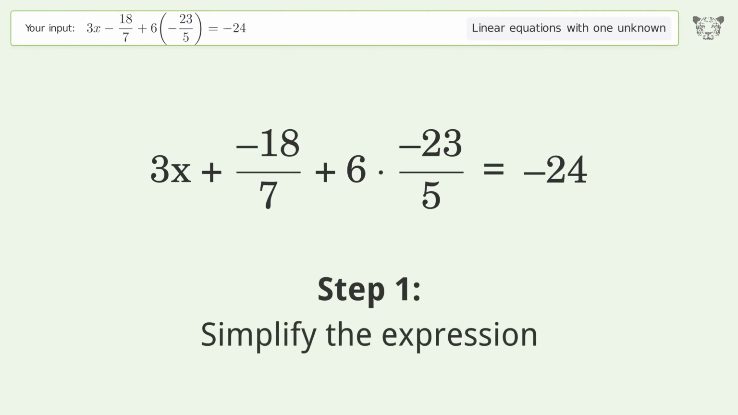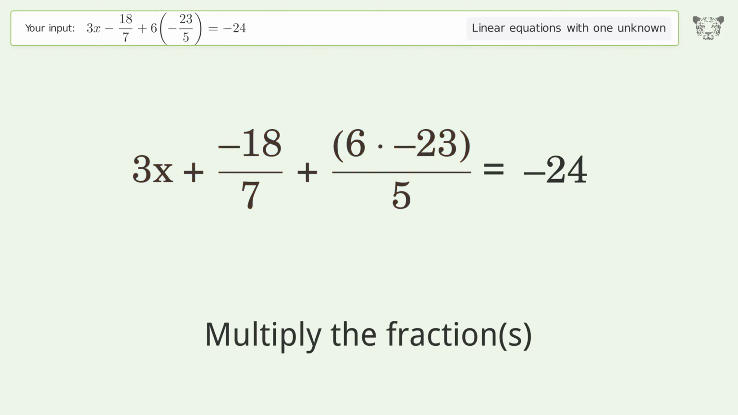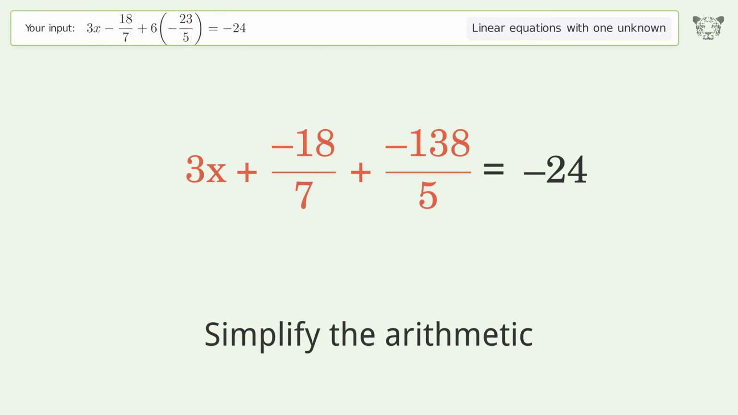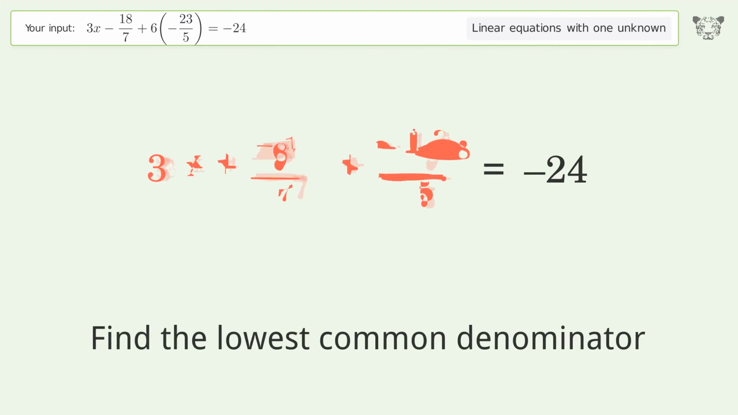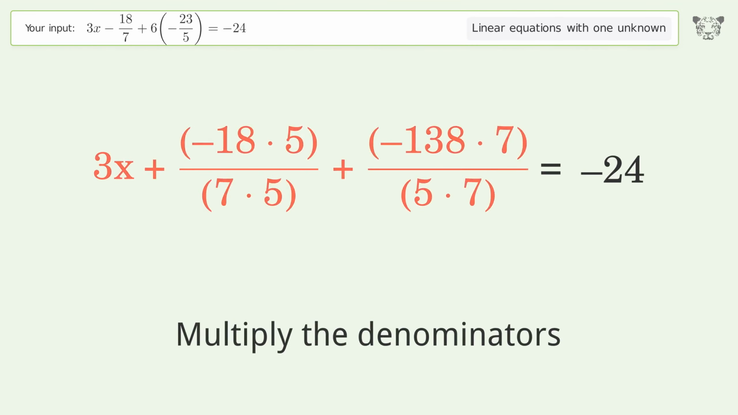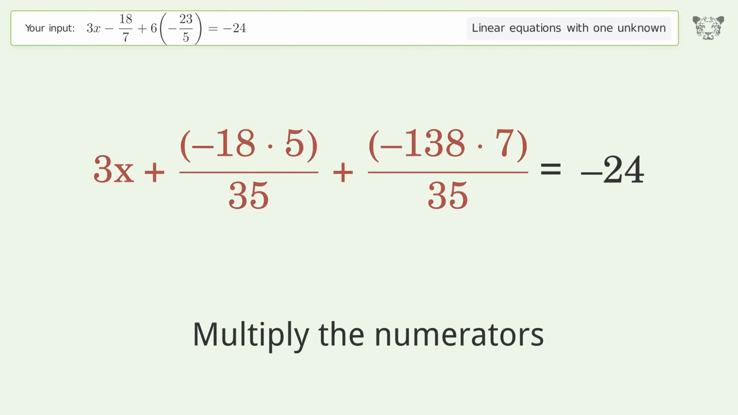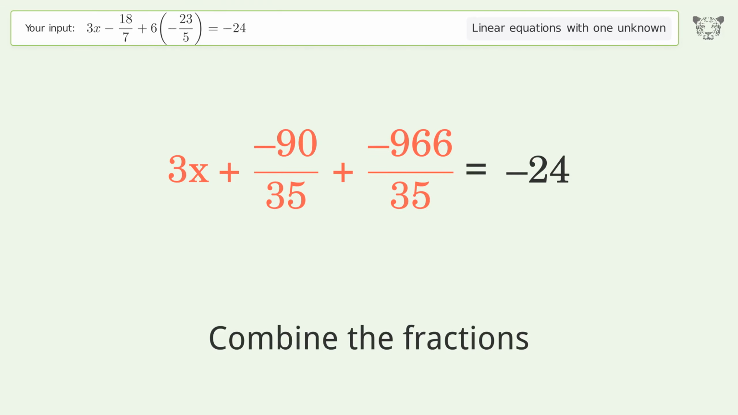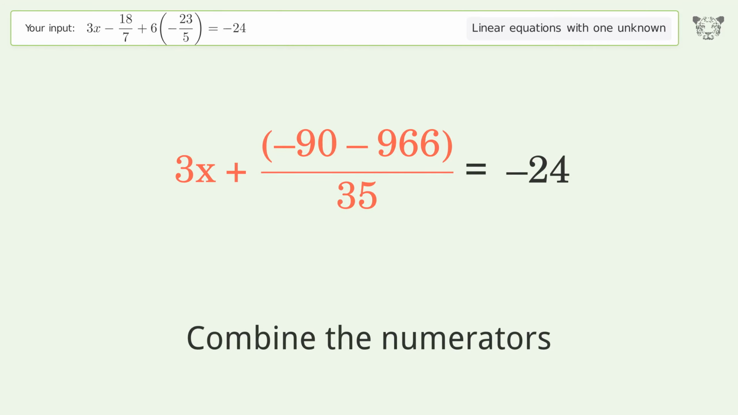Simplify the expression. Multiply the fractions. Simplify the arithmetic. Find the lowest common denominator. Multiply the denominators. Multiply the numerators. Combine the fractions. Combine the numerators.